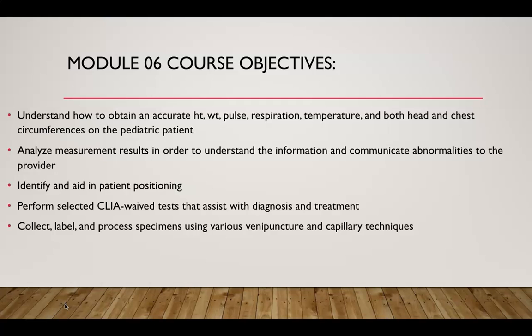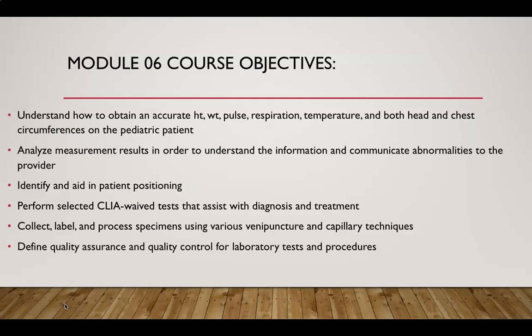Collect, label, and process specimens using various venipuncture and capillary techniques. You will be doing 2 capillary punctures this week. One will be for your diabetic glucose log with your patient, and the second one will be for that mono test. We will also do a weekly venipuncture check. Remember that at this point we should be able to have you draw either vacutainer method, syringe method, or butterfly method.